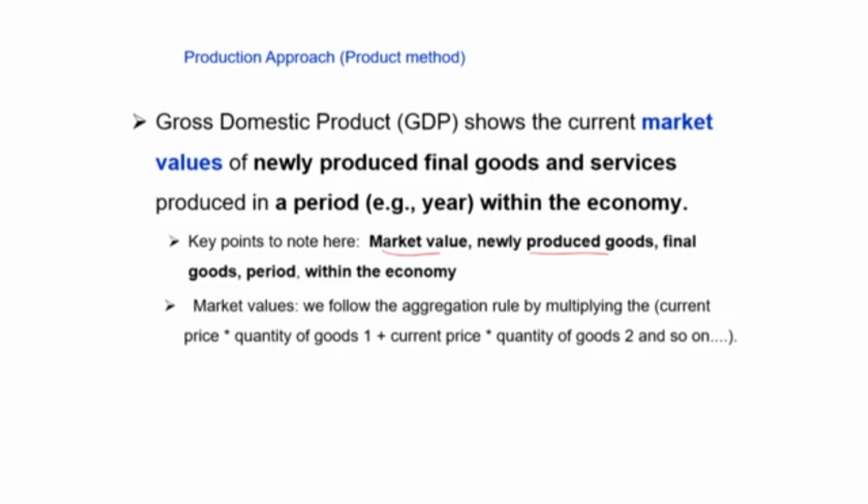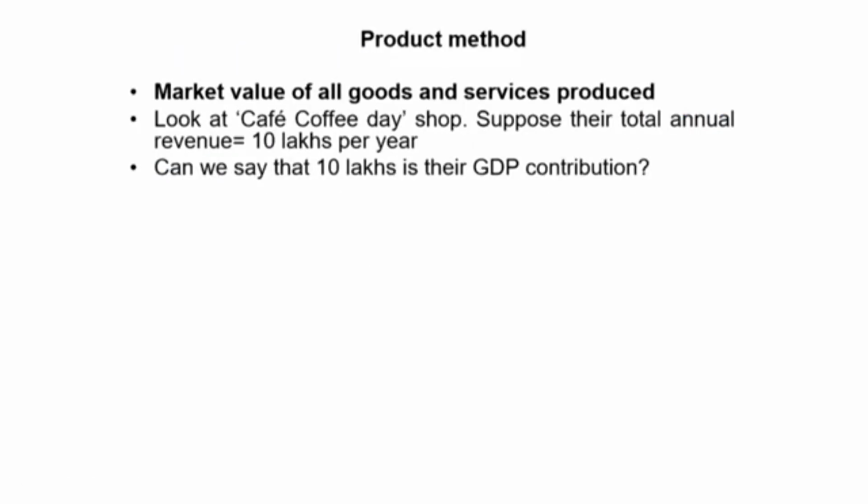For market values, we follow the aggregation rules by multiplying the current price times the quantity of good 1, plus the current price times the quantity of good 2, and so on. To explain the product method, let us take the case of one particular shop and how much it contributes to the GDP in a given period of time. The very definition of GDP as per the product method is the market value of all goods and services produced.